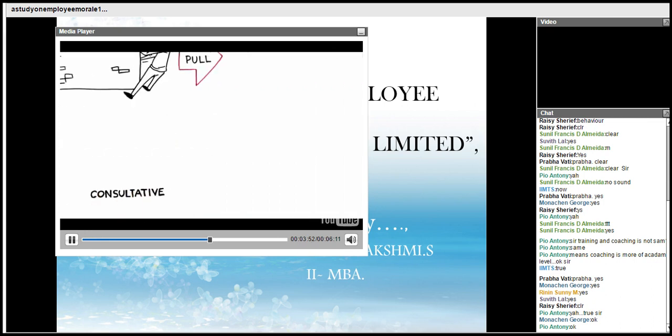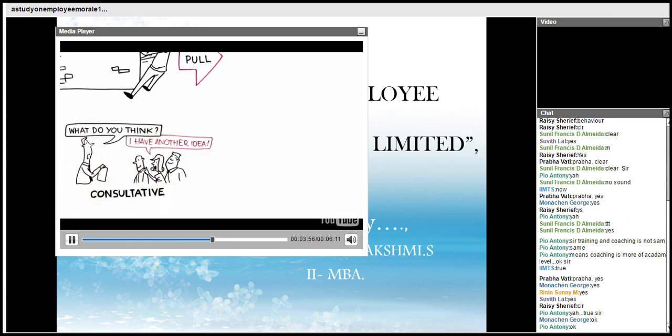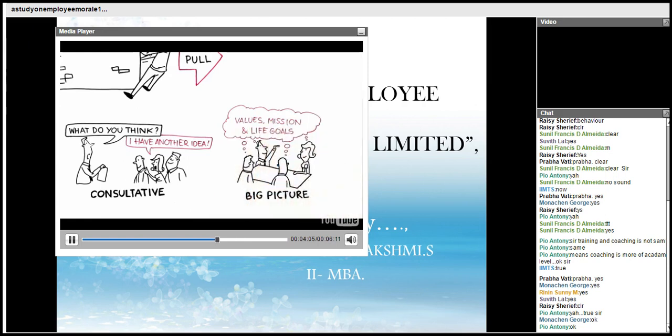On the other side of the coin are the pull styles. The consultative style is suitable if your team members are committed and capable of offering ideas. And if you're working with senior and independent people, you can move them using the big picture, such as values, mission, and life goals.